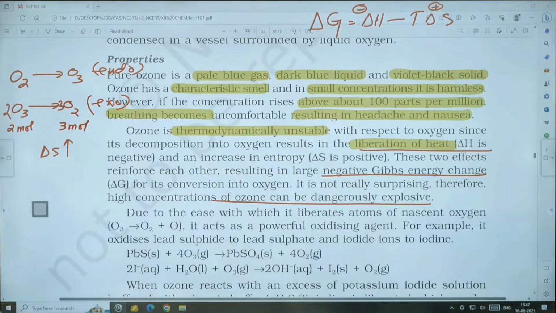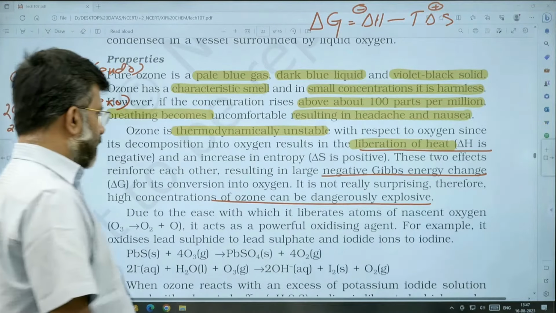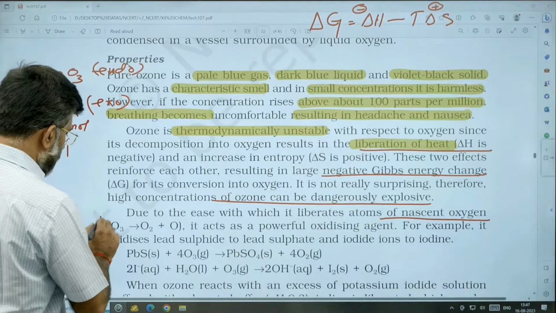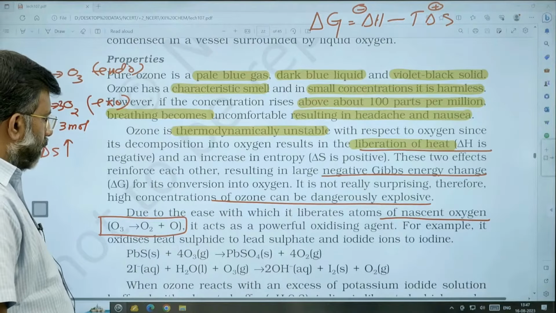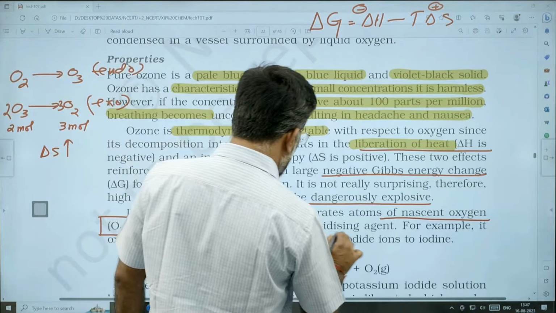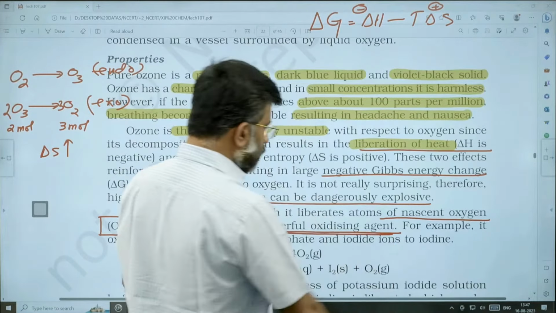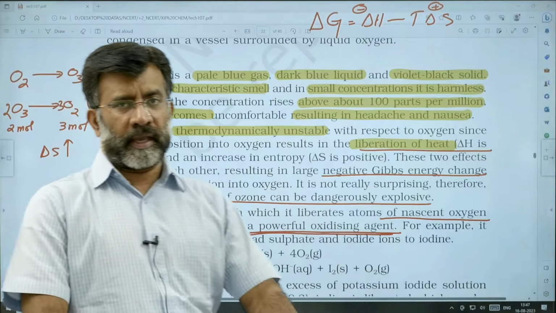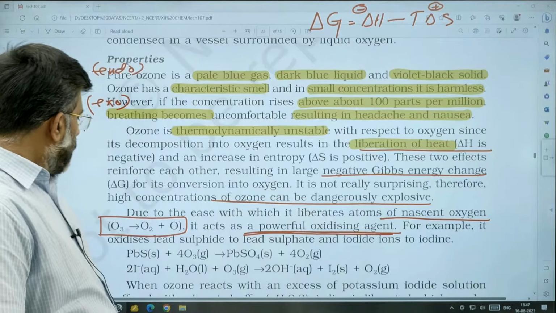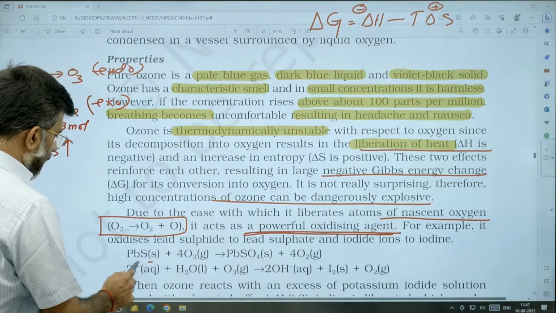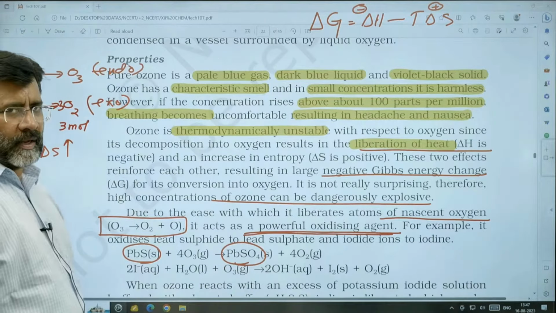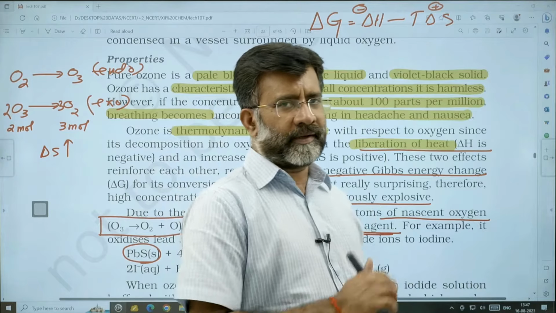Due to the ease with which it liberates a nascent oxygen atom, O3 liberates O2 plus O. Nascent oxygen is liberated. It acts as a powerful oxidizing agent. Ozone is a very good oxidizing agent as it is able to liberate nascent oxygen. For example, it oxidizes black lead sulfide to white lead sulfate.